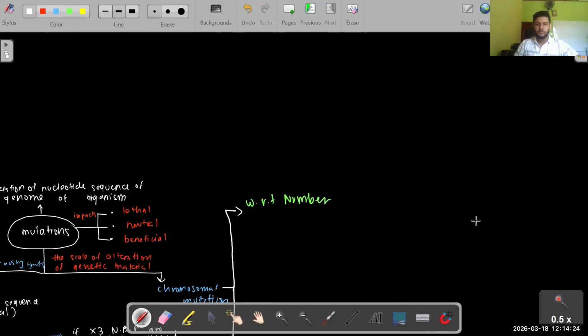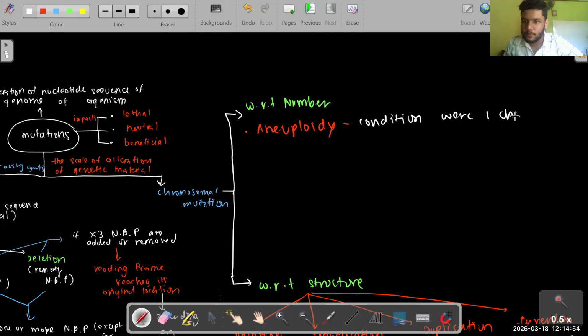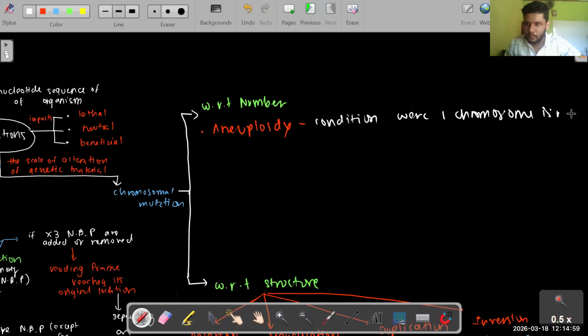And then we are coming to the chromosomal mutation with respect to number. With respect to number, we came across certain words, right? Let's recall what those words were. The first word we came across was aneuploidy. What is this condition called? Aneuploidy means, now you are a bit familiar with these words, a condition where one chromosome is more or less, right?